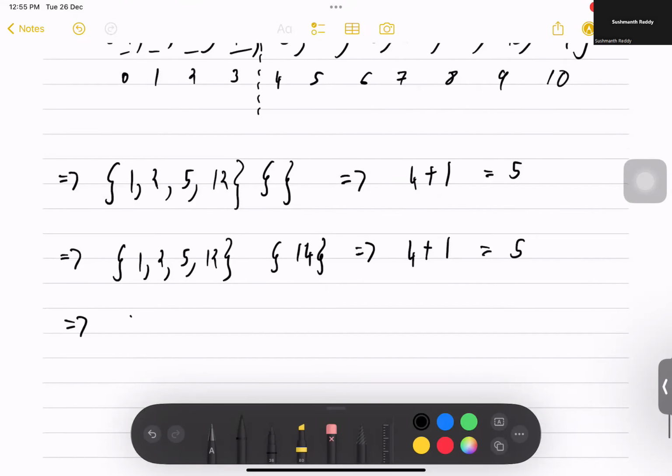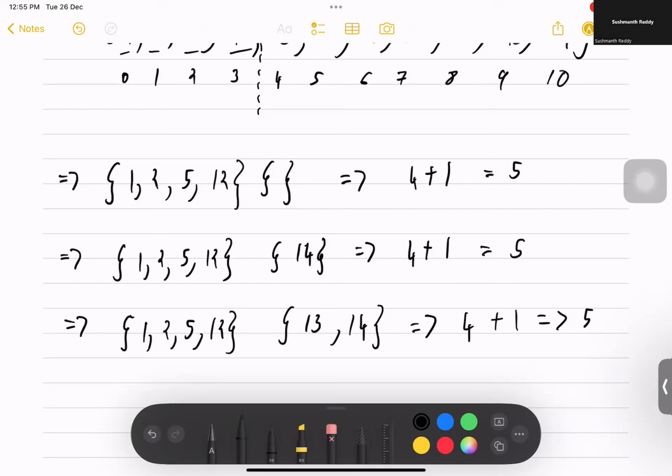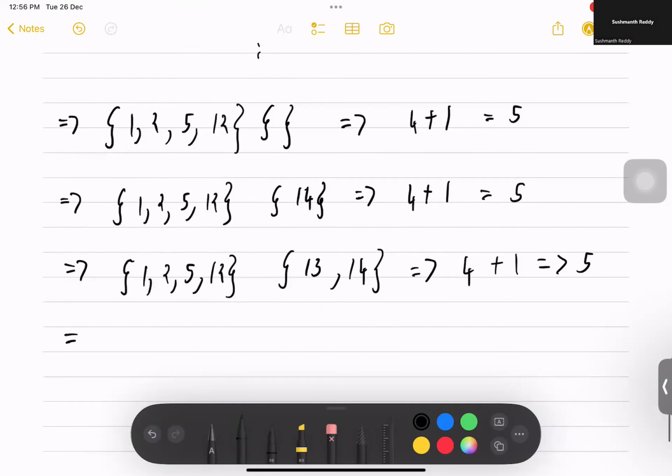Now similarly, let's see what will be the value for suffix 13 and 14. If the suffix is 13 and 14, then the longest prefix which can be merged is this. So the value for this is 4 plus 1 again, which is 5. There are 5 choices to pick L if R is fixed.